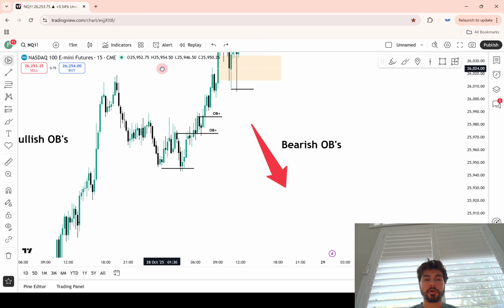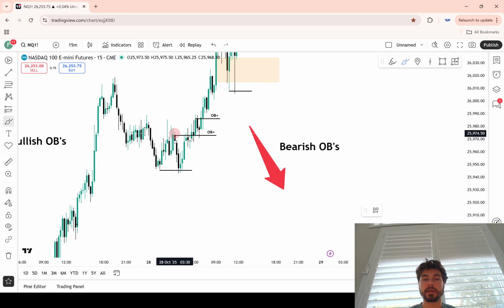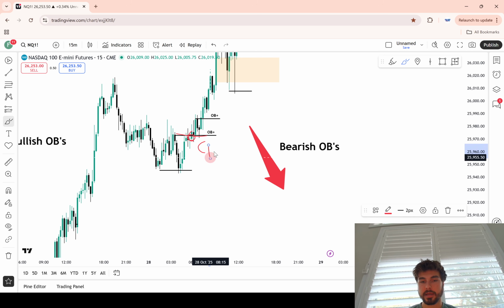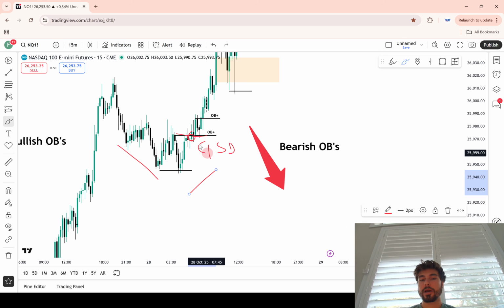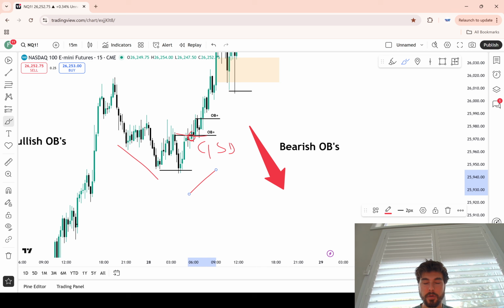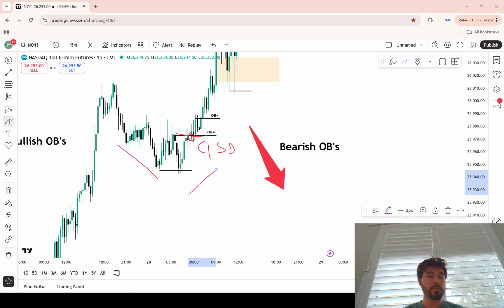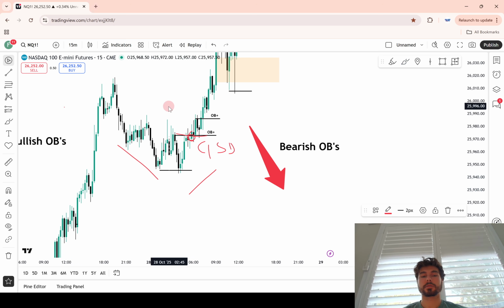The first order block created, the very first one, which is right here, that indicates a change in the state of delivery. I'm going to write it up. That indicates a change in the state of delivery, which means we're changing from delivery being bearish to bullish. Once that change has been initiated and we mark out this change in the state, every other order block just signifies the market will continue in that direction. And that's it. And the same will apply for the bearish order blocks, right?